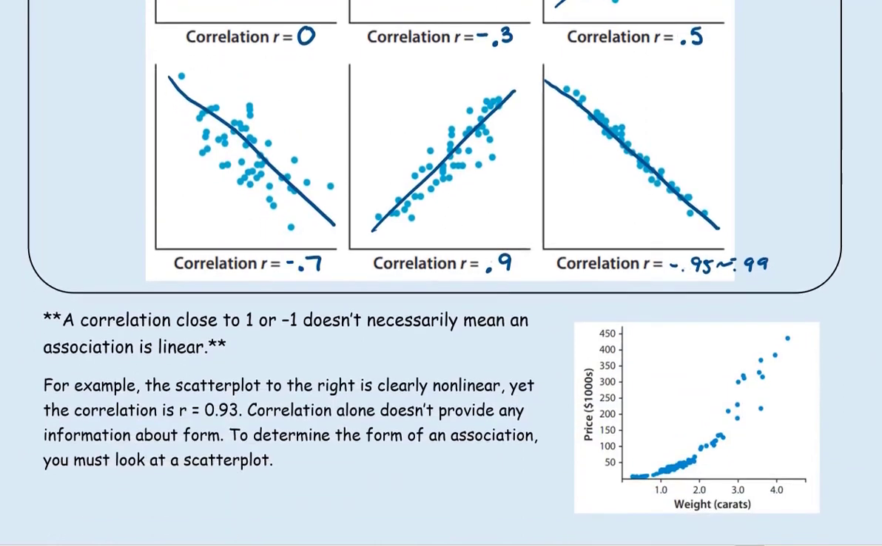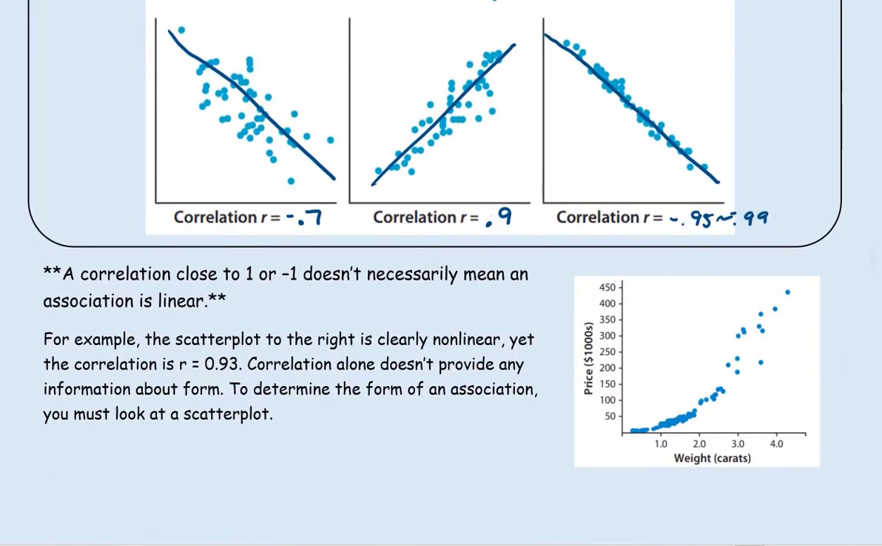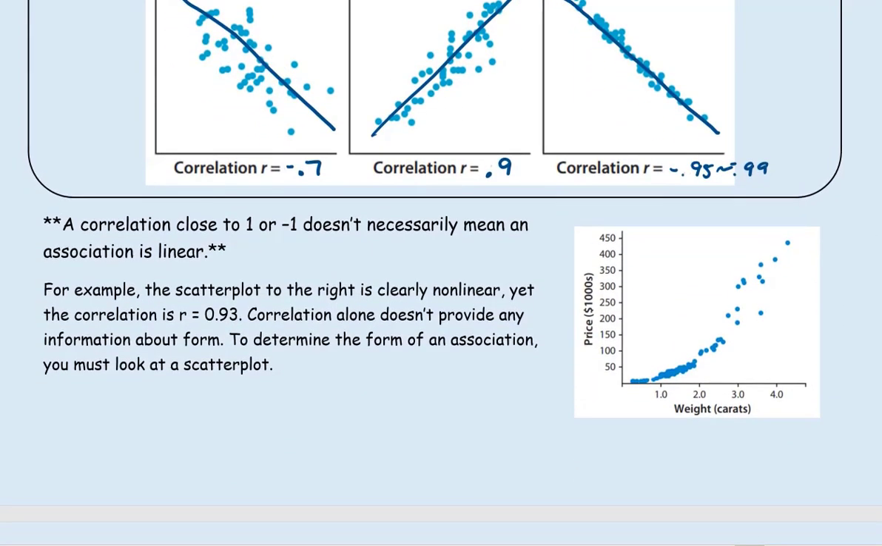So a correlation close to 1 or -1 doesn't necessarily mean that an association is linear. So, for example, the scatter plot on the right is clearly nonlinear. See how it kind of curves up? Yet the correlation R is equal to 0.93, which means strong, very strong, and positive.